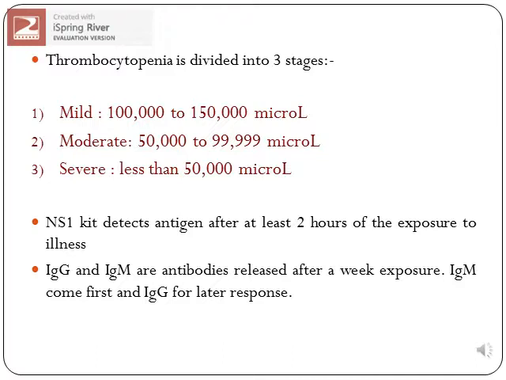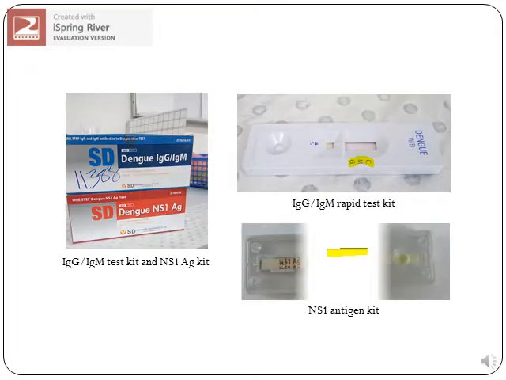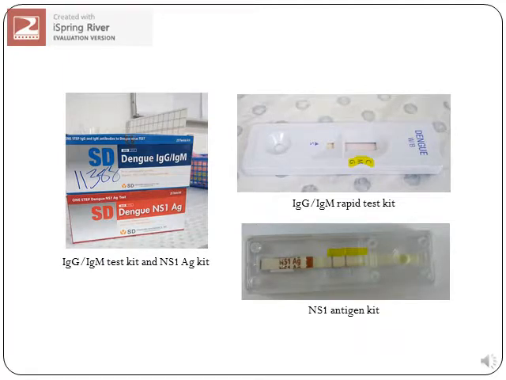NS1 kit detects antigen after at least 2 hours of exposure to the illness, while the IgG and IgM rapid test kit only detects after at least a week of exposure to the illness, because both IgG and IgM are antibodies. IgM comes first and IgG is the later response. The picture illustrated in the slides shows the kit being used.